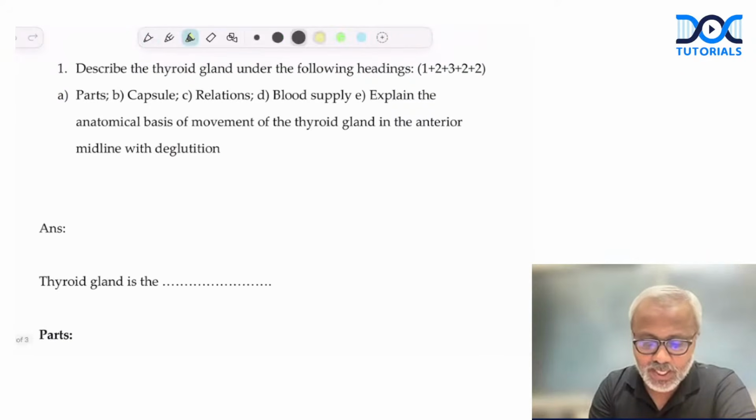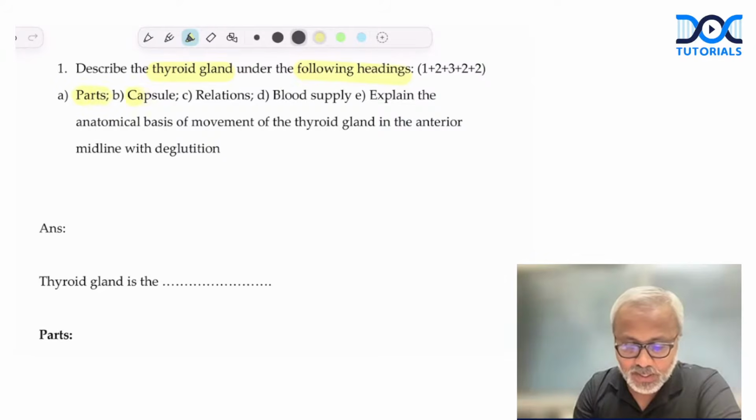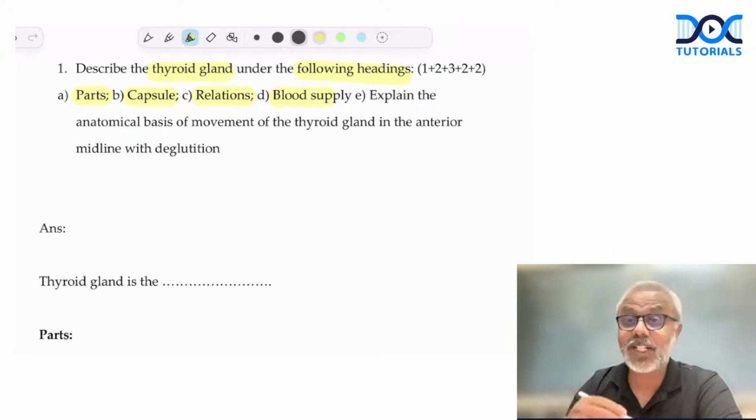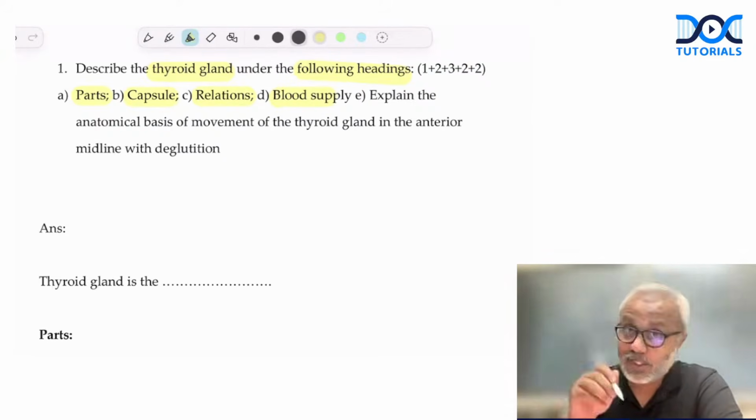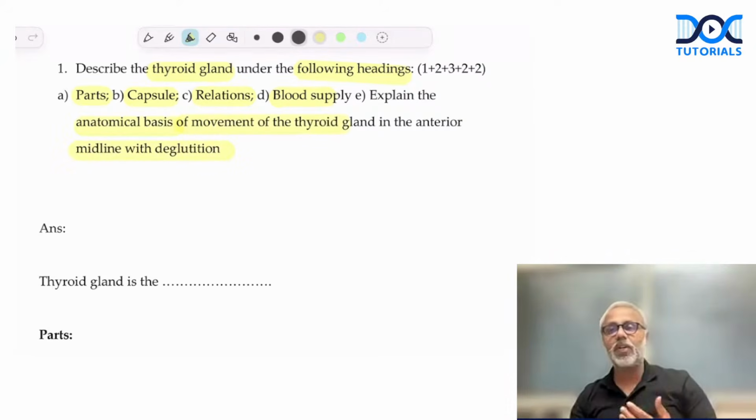The question says, describe the thyroid gland under the following headings. Take a look at the headings. It has parts, capsule, relations, blood supply. The last question is a little bit interesting. This is a question that is asked very frequently in viva, but this was asked in theory exam: anatomical basis for movement of the thyroid in the anterior midline with swallowing, or deglutition, right? If this is asked, how to write it? So this is what we'll discuss.